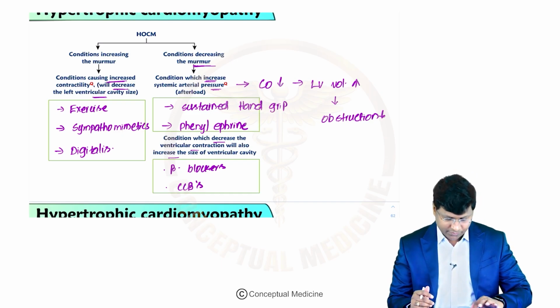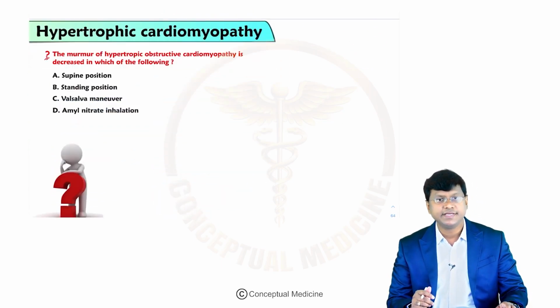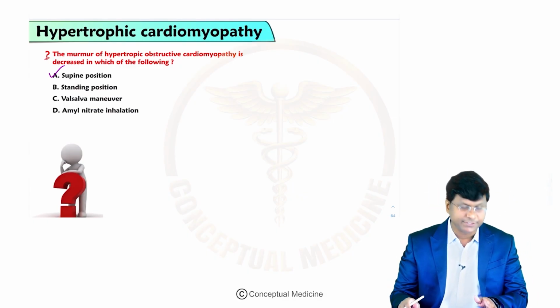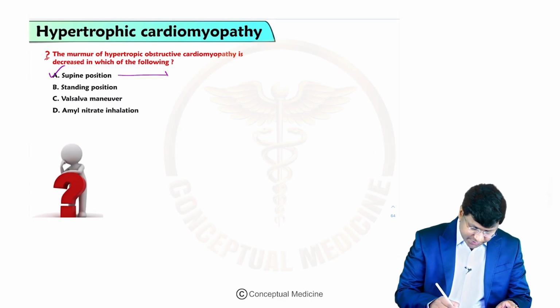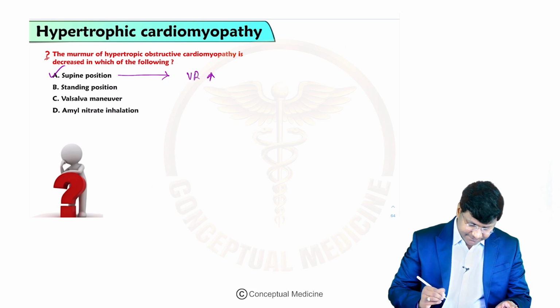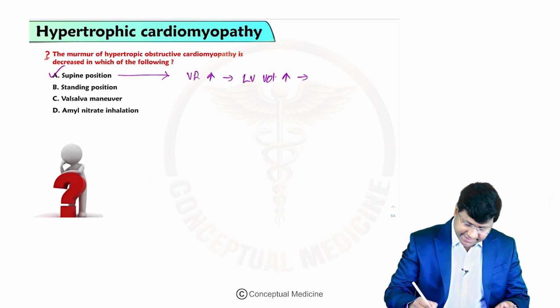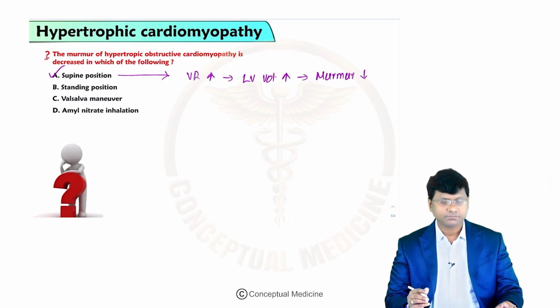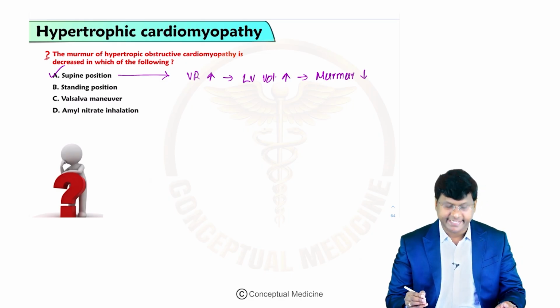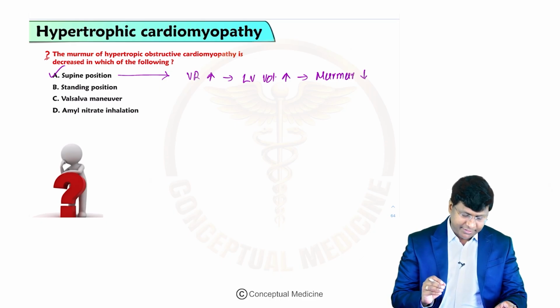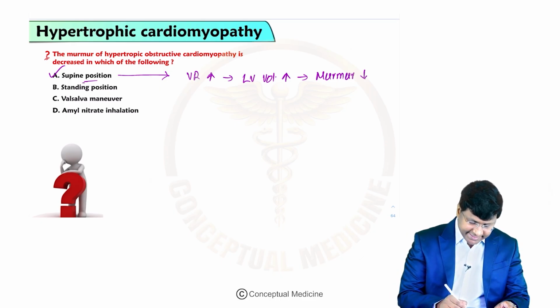So going back to the question now, the murmur of hypertrophic cardiomyopathy is decreasing in which of the following conditions? Take the case of supine position. What will happen in supine position? The venous return increases. When venous return increases, LV volume increases. When LV volume increases, the intensity of the murmur decreases. Okay. So the murmur of hypertrophic cardiomyopathy is decreased in supine position.